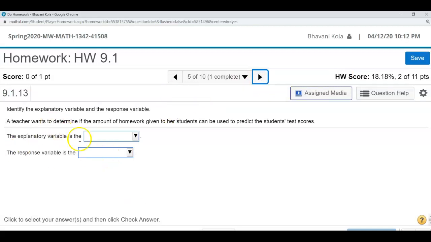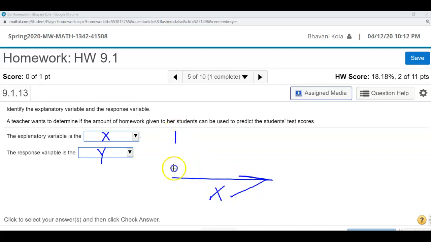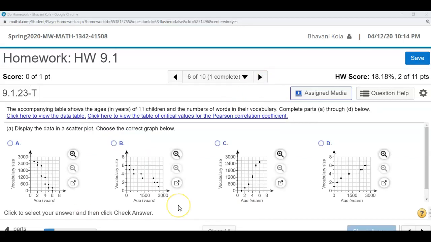Remember what explanatory variables are and what a response variable is. Your x value is your explanatory variable. Your y value is your response variable. So read the question and see what depends on what. Your x is your independent variable and your y depends on your x. All right. Now let's take a look at problem number 6.